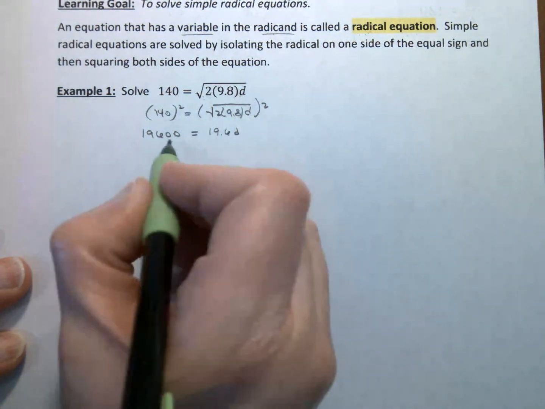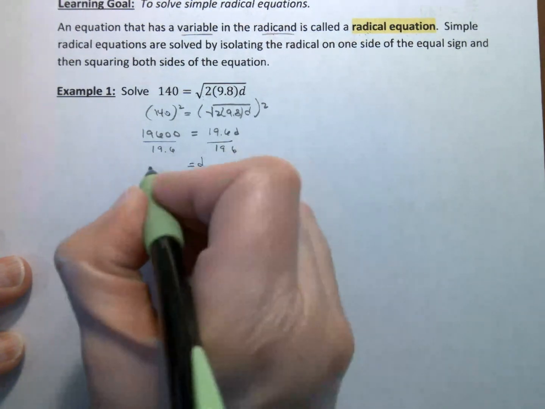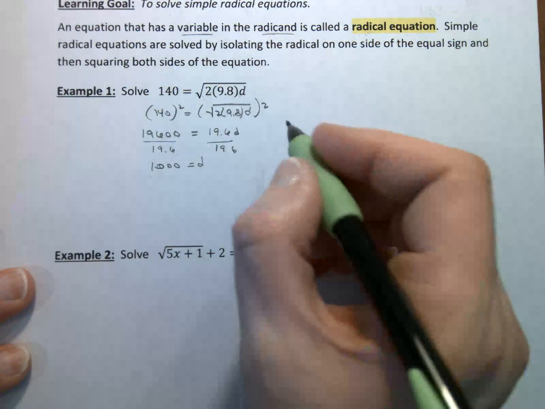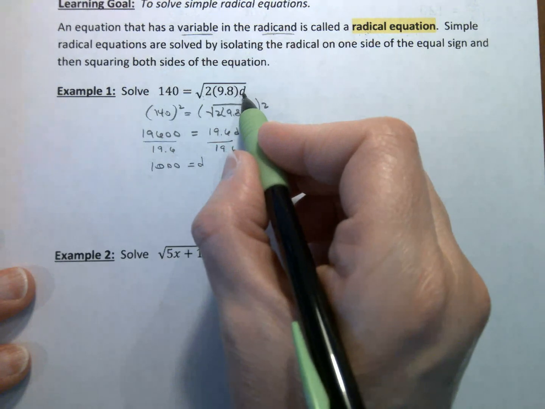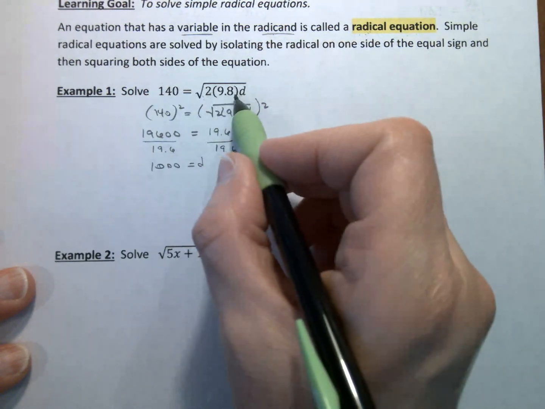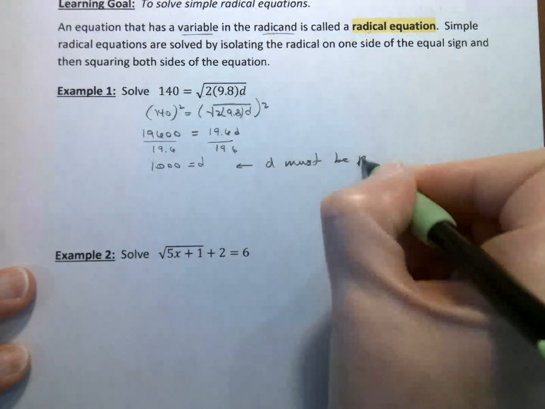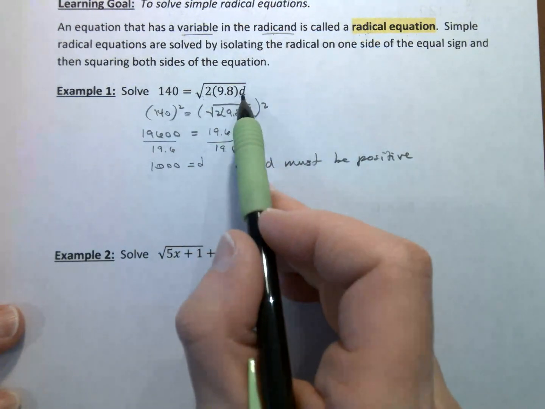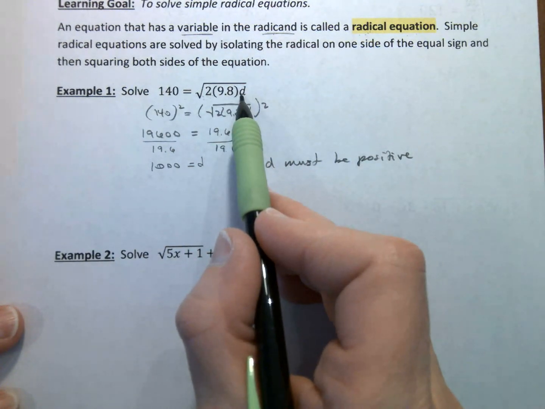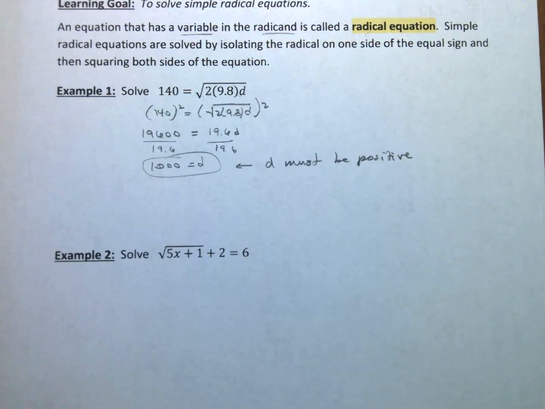So now I'm just going to solve for d. I divide both sides by 19.6, and look at that, it worked so well. So d is equal to 1,000. In this case, d has to be positive, because there's only one of them, and if it's negative, then I can't take the square root of a negative number. So in this case, d must be positive. In some radical equations, you might be looking for a positive and a negative, but only if the variable has a positive exponent. So in this case, we're just looking for the positive, so d is equal to 1,000.